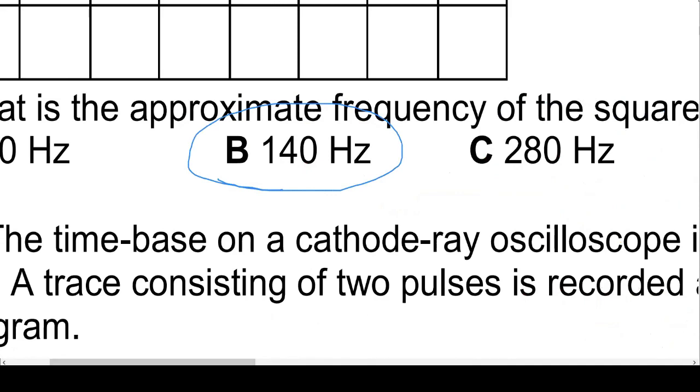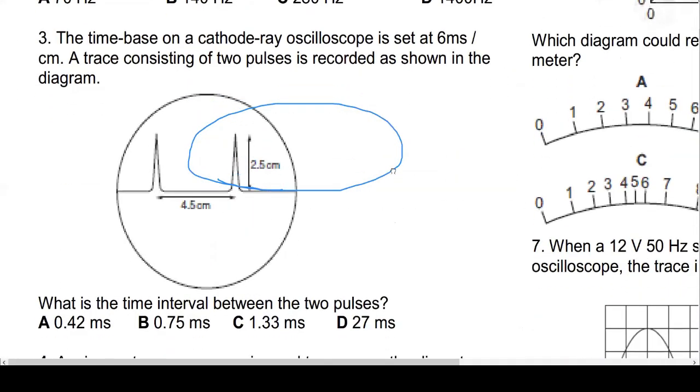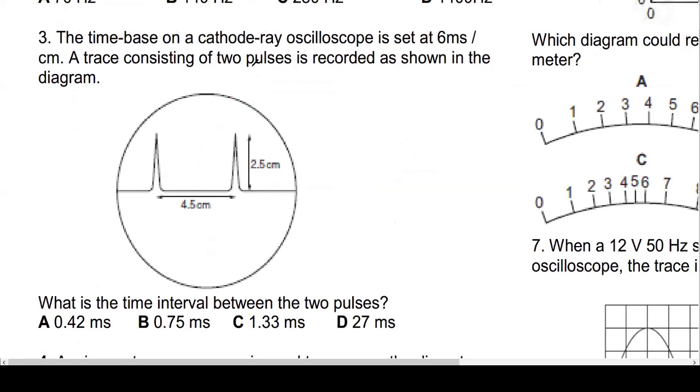Okay, now let's move toward the other MCQs. The third MCQ is the diagram based on a cathode ray oscilloscope set at 6 milliseconds per centimeter. A trace consisting of two pulses is recorded as shown in the diagram. What is the time period between the two pulses?